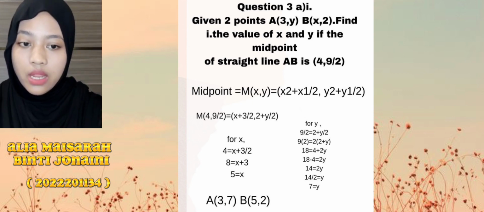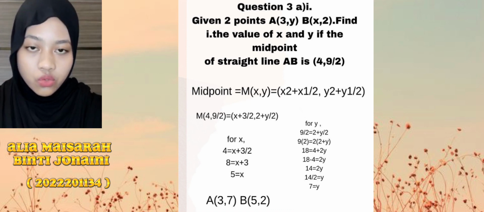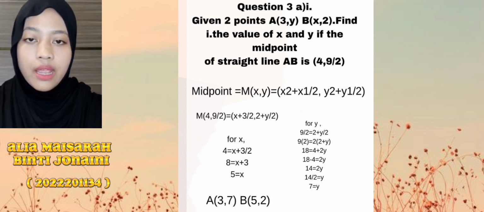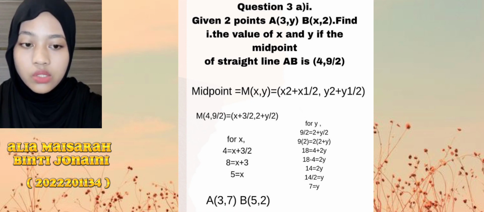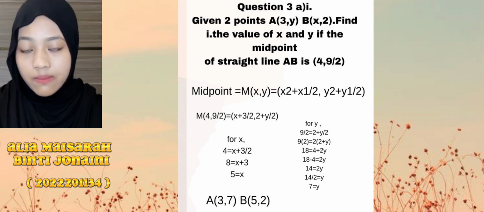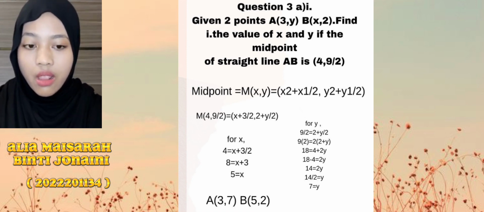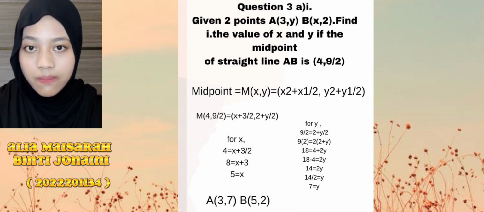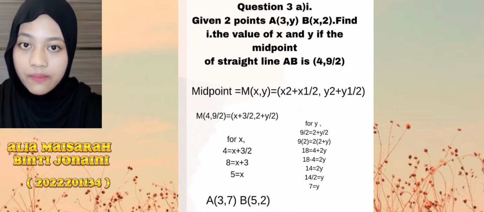Then you need to solve for y, which is 9/2 equal to (2+y)/2, and then 9 multiplied by 2 and (2+y) multiplied by 2, and then you will get 18 equal to 4 + 2y, and then 18 minus 4 equal to 2y, and you get 14 equal to 2y. 14 over 2 equal to y, and the final answer for y is 7.